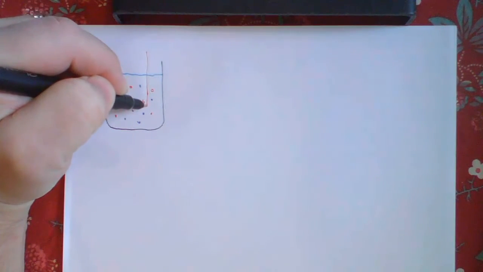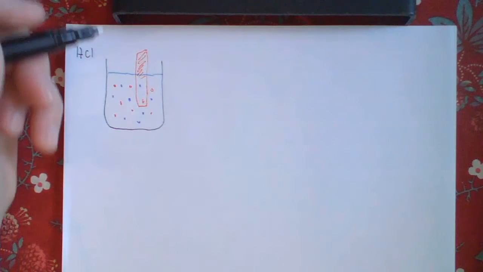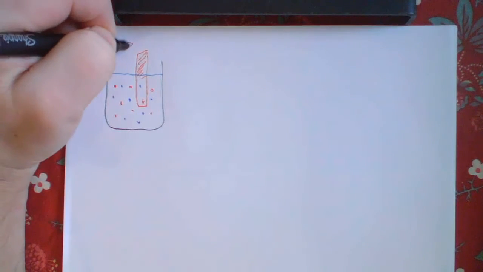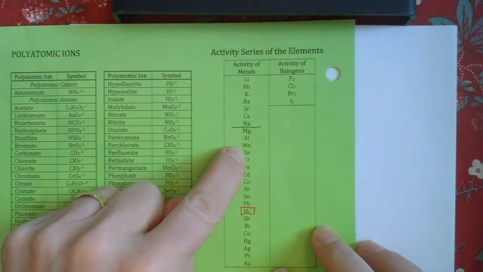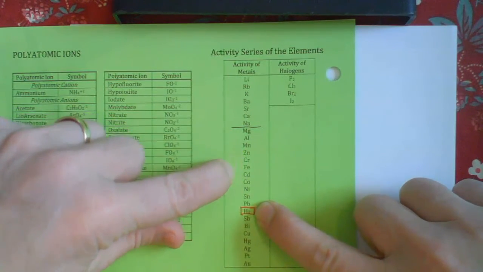Then what I'm going to add to this is some kind of a metal. So here's my piece of metal that I'm going to add into my beaker. Okay, so let's say I add in a piece of zinc. Now, what happens here is, if we compare zinc on our green sheet to our activity series, zinc is higher on the activity series than the hydrogen is. So in this single replacement reaction, the zinc will bump the hydrogen and will form some hydrogen gas.